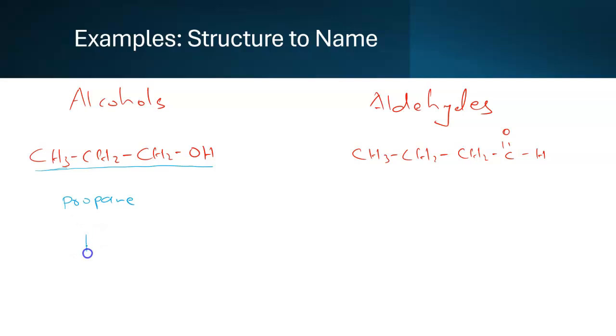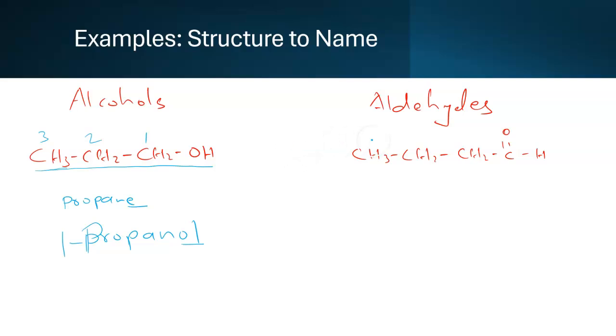So it can be written as propanol. Just replace E by OL because it is having an OL, and the location of it is at number 1, at carbon number 1. OH is at carbon number 1. So we need to write 1-propanol. Write this P in a capital form. 1-propanol is the name of the compound.